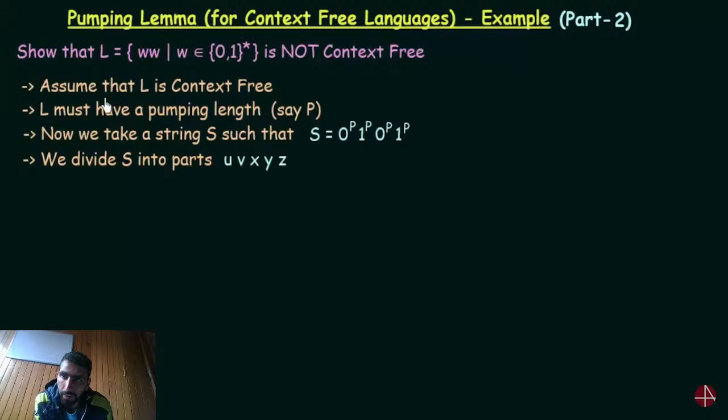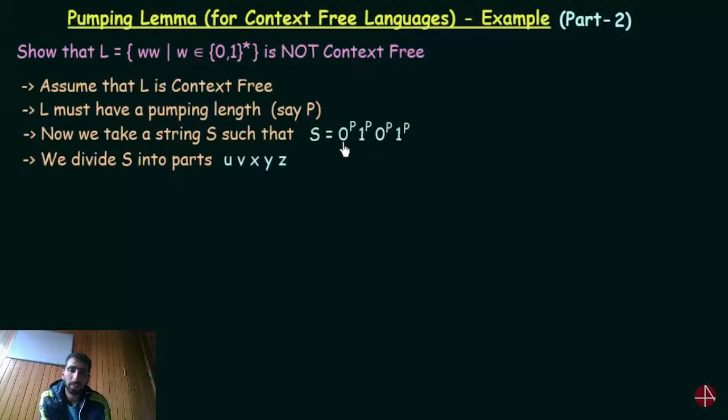So if L is a context-free language, then L must have a pumping length. Let's call it P. Now we have to take a string S from our language L. Now how will we take this string? I already told you that this language L can contain strings of the symbols 0 and 1. So I take my string like this, 0 power P, 1 power P. So this is my first W.